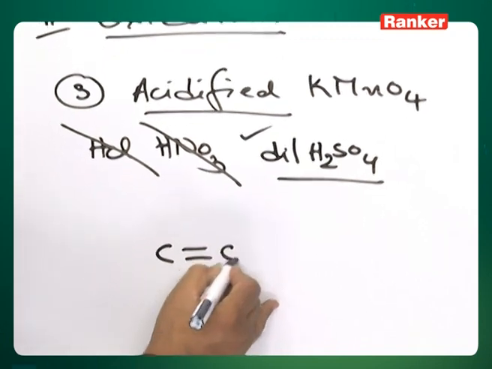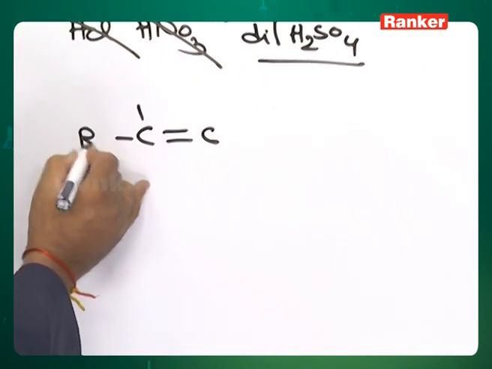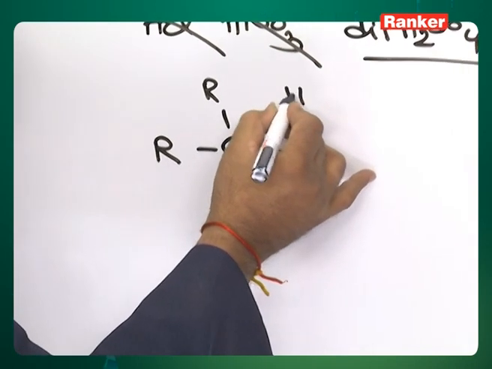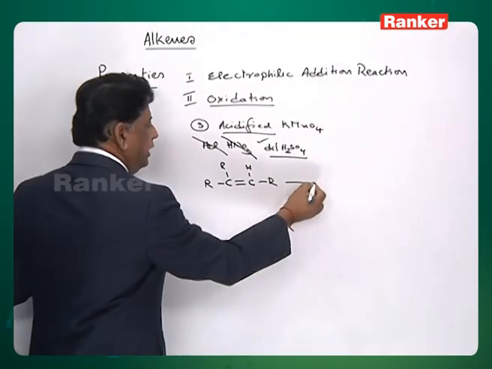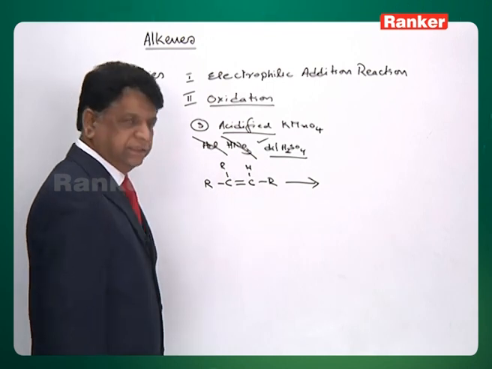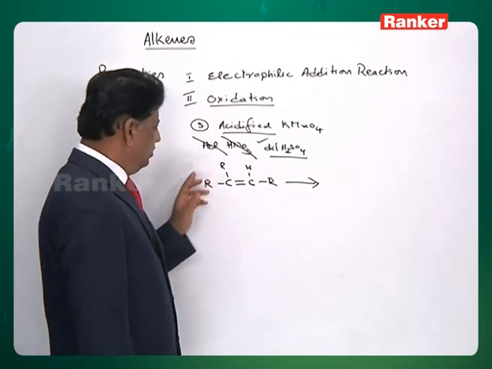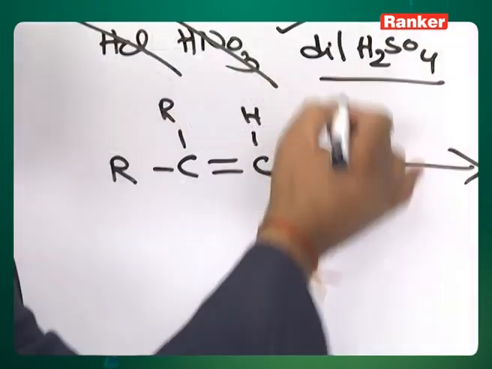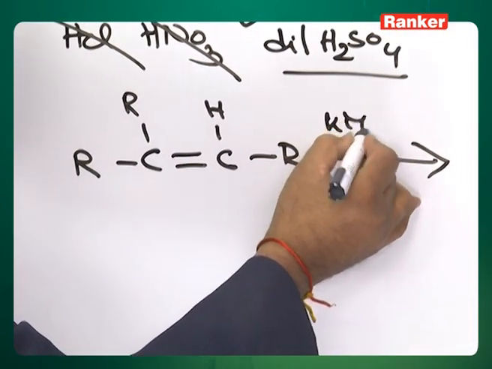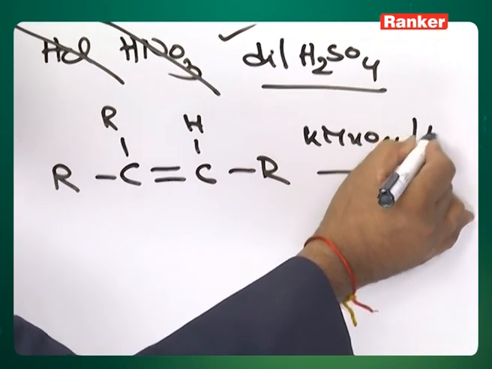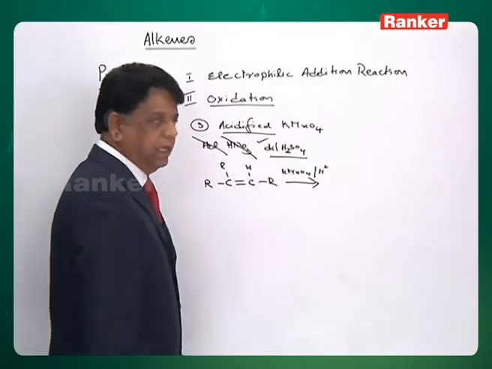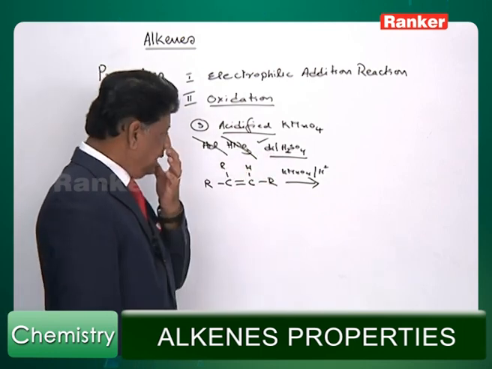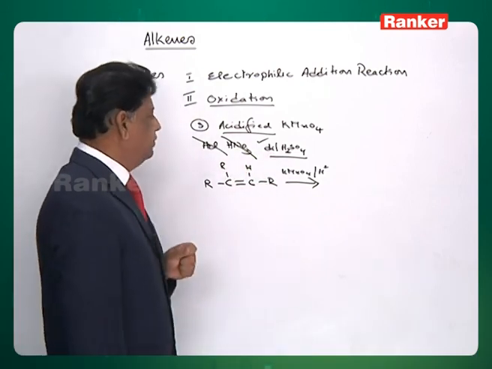Now we have an example, I will take like this: an alkene containing one side 2 alkyl, one side 1 alkyl. Just for the benefit of the discussion, I have taken one side 2 alkyl, one side 1 alkyl. When this KMnO4 is added in presence of the acidic medium, though I write H plus, the meaning is dilute sulfuric acid. Acidified KMnO4 also will have the pink color, decolorization you can observe here.